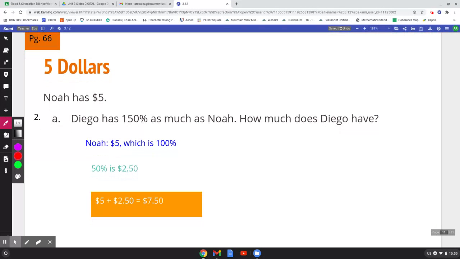Okay, and then here's your last one. So 2A. Diego has 150% as much as Noah. How much does Diego have? So Noah's money is 100%, right? And his is $5. Well, 50% of 5 is $2.50. Okay, so half of 5 is $2.50. So what you do is you add them. So $5 plus $2.50 makes $7.50. So that is how much Diego has. I didn't write it.